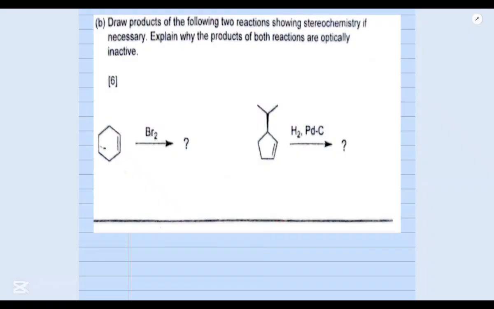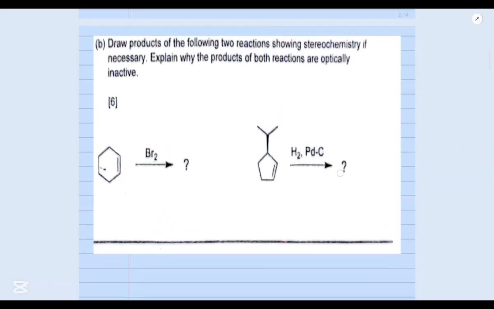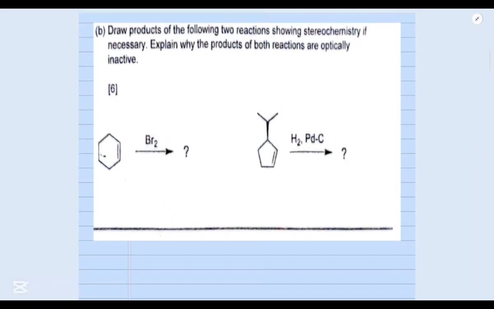So today we're going to revise different questions involving the reactions of alkenes. Let us dive into it.